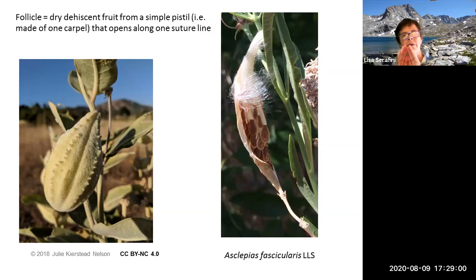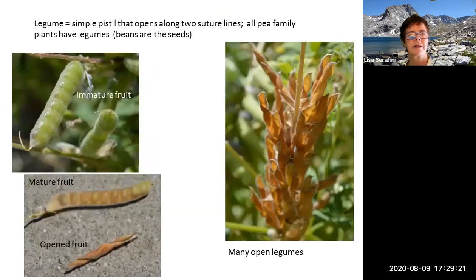This is a follicle. And you can't quite see that here. Maybe you can. I don't know. My pointer, where is it? There we go. You can see right there is where it's split open, and it's leaning back there. And these are the seeds with the tufts of hair on them. So follicle. Pistil of one carpel, opens along one suture line. Milkweed, good examples if you know that.